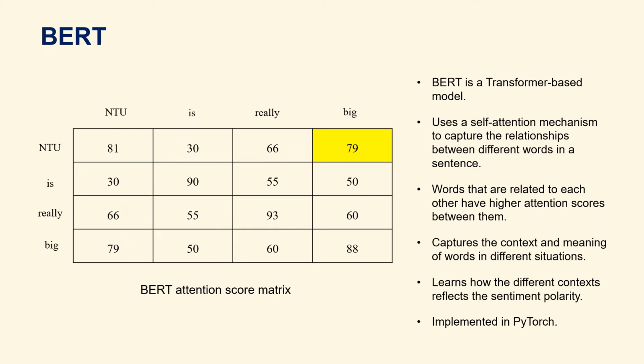And the last model is the BERT model. BERT is a transformer-based model that uses a self-attention mechanism to learn how different words are related to each other in a sentence. Words that have relations to each other will have higher attention scores between them. This allows BERT to capture the context and meaning of words in sentences.